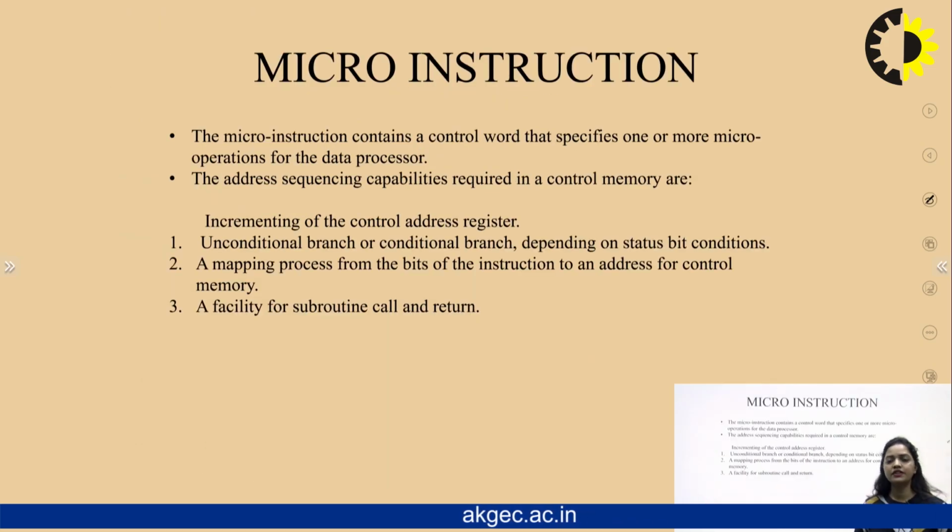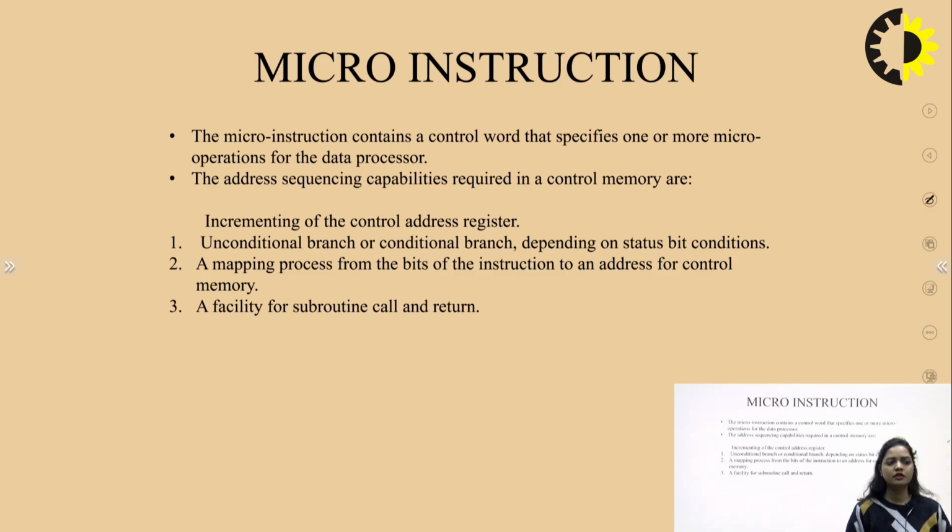Now what is a micro instruction? The micro instruction contains a control word that specifies one or more micro operations for the data processor. The address sequencing capabilities required in control memory are: first, unconditional branching and conditional branching, which will be part of the control word; a mapping process that maps the bits of the instruction to an address for the control memory; and a facility for subroutine call and return.